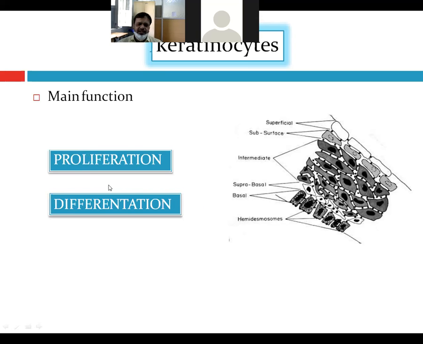Second one is differentiation. Differentiation is a histochemical or chemical process. Usually there is flattening of the nucleus as the cell migrates from basal layer to superficial layer. Second, the size of the nucleus decreases and it disappears. In the basal layer we see the presence of nucleus, but as we go from basal layer to superficial layer, there is disappearance of nucleus. So these are histochemical processes that take place.